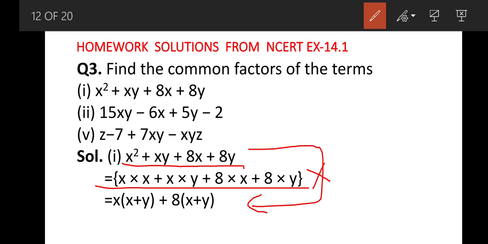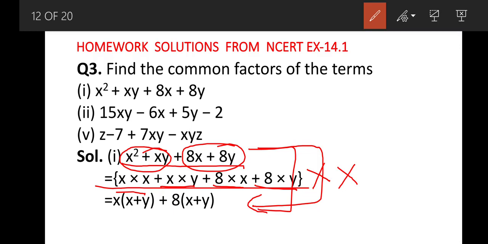So what I have done, I have made the group of these 2 terms, and these 2 terms are under one group. So x square, I have written x into x plus x into y plus 8 into x plus 8 into y. This step is not at all required, but I am writing it just for you so that you can understand it in a better way. But ideally, you are supposed to write this direct step.